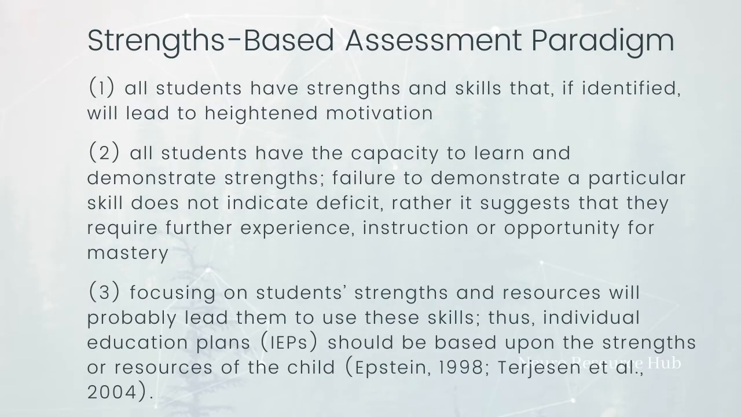So, we're really talking about a strength paradigm shift here. I think Epstein said it best when he said all students have strengths, and we can use those strengths to provide motivation. All students have the capacity to learn and demonstrate these strengths. And failure to demonstrate a particular skill doesn't indicate a deficit. Maybe they need more practice, or maybe they need the instructions delivered in a different way. When you're focusing on a child's strengths and using those strengths in education, that will lead them to developing other skills as well. IEPs should really be designed with this in mind.